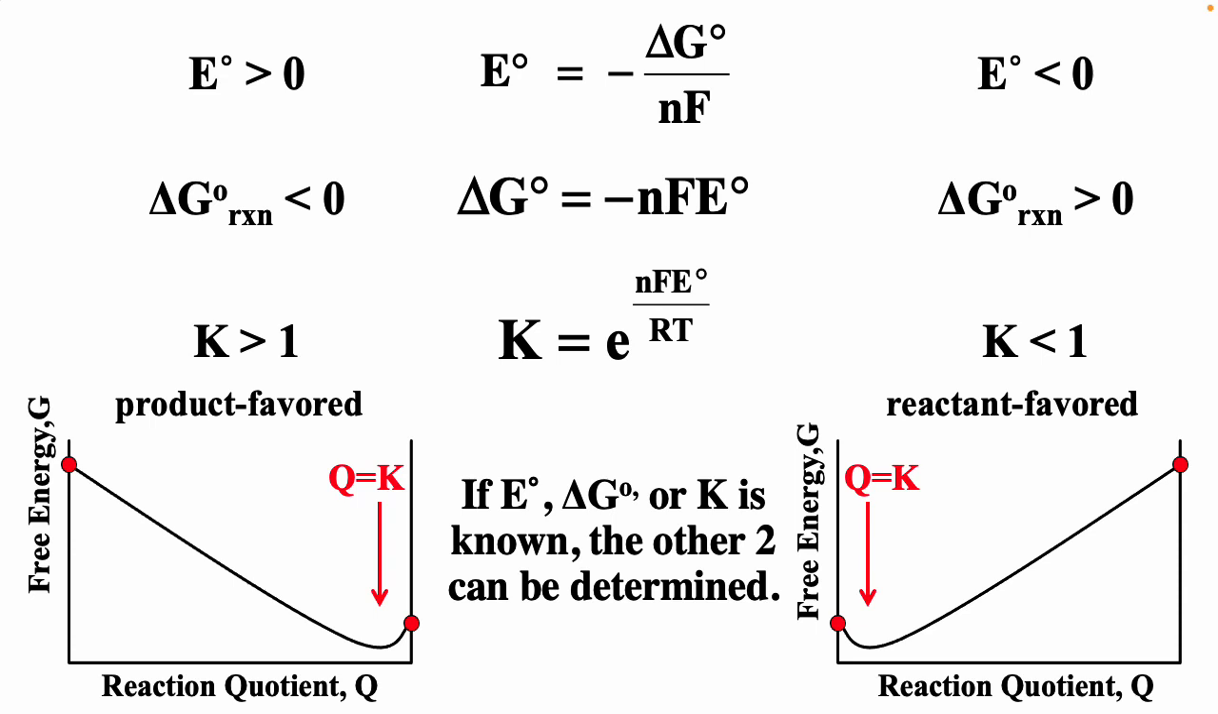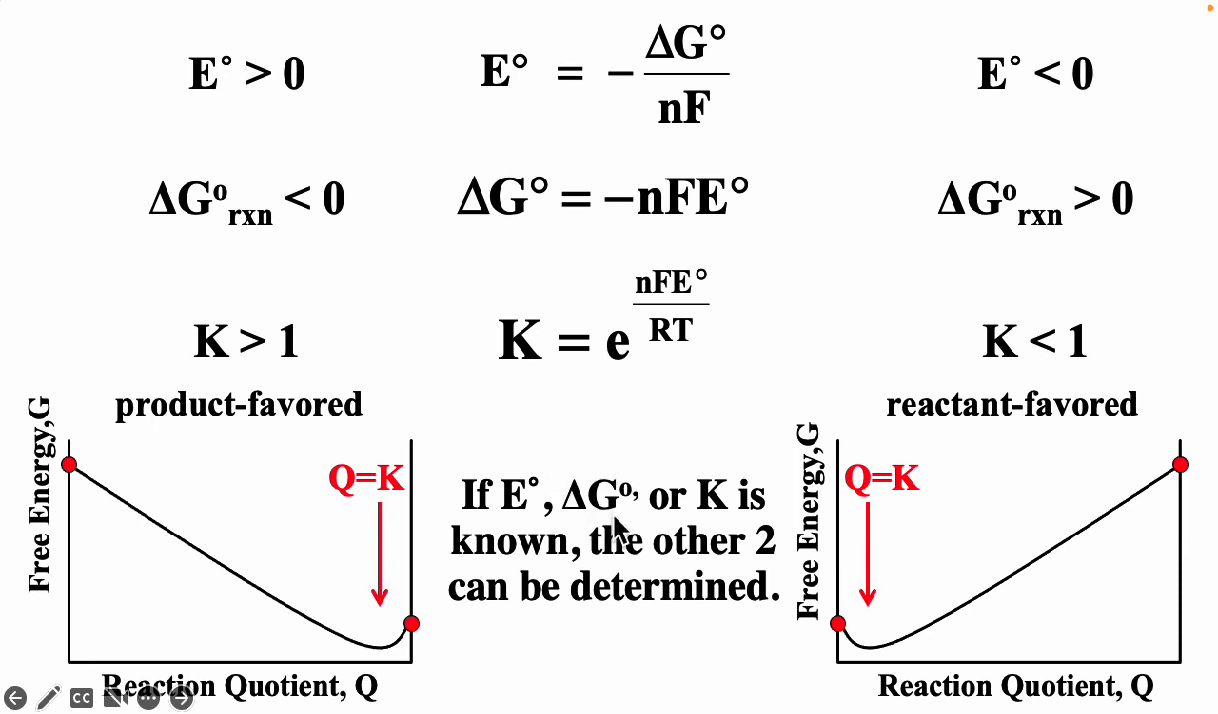So for electrochemical reactions, you can tell whether a reaction is spontaneous or non-spontaneous by the potential. If the potential is positive, then delta G naught is negative, K will be greater than 1, and it will be a product-favored reaction. You can use this reaction to convert chemical potential energy into electrical energy. If the potential is negative, then delta G naught is positive, it will be a non-spontaneous reaction, K will be less than 1, and it will be reactant favored. And if you want, you can try to force this reaction to occur by adding electric potential and converting electrical energy into chemical potential energy.